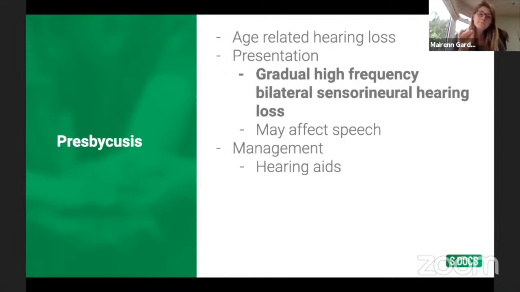So presbycusis affects high frequency hearing, which we'll come on to explain slightly further in the audiogram section. But the problem with losing high frequency sounds is that this is where most of the consonants are heard, and therefore it can affect their speech. It also is really difficult for these patients to hear in quite loud, noisy environments, which often means that they're quite withdrawn. You can't really manage these patients apart from with hearing aids, but hearing aids are really important to allow them to hear better.